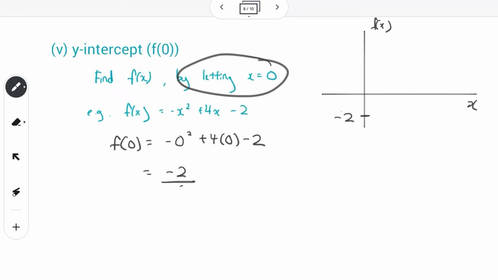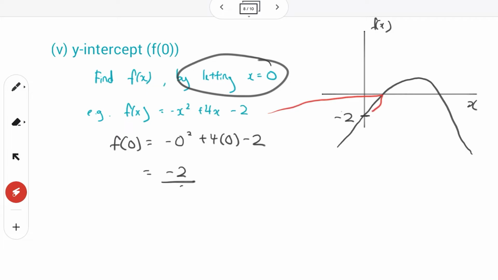And therefore, given that this is a negative a value, we know it's going to look like a frowny face, so we know the graph looks something like this. Also note that there's a shortcut in most cases. Most of the time you will know the value of your y-intercept by just looking at the c value. Here the c value is -2, and that's why this is our y-intercept.